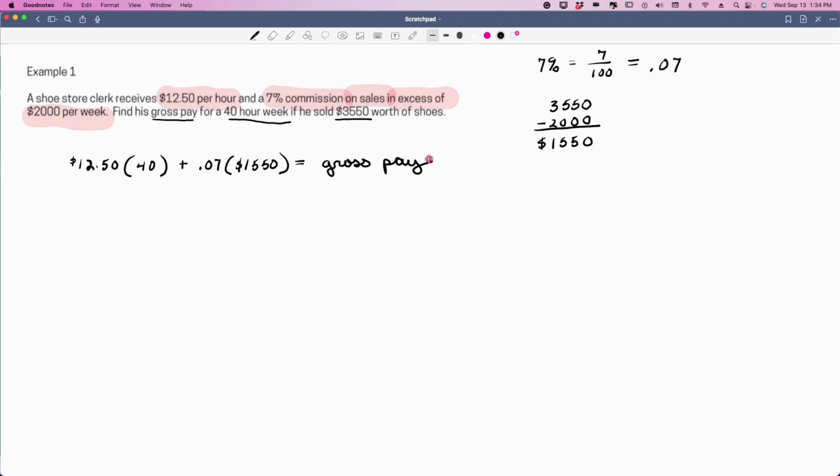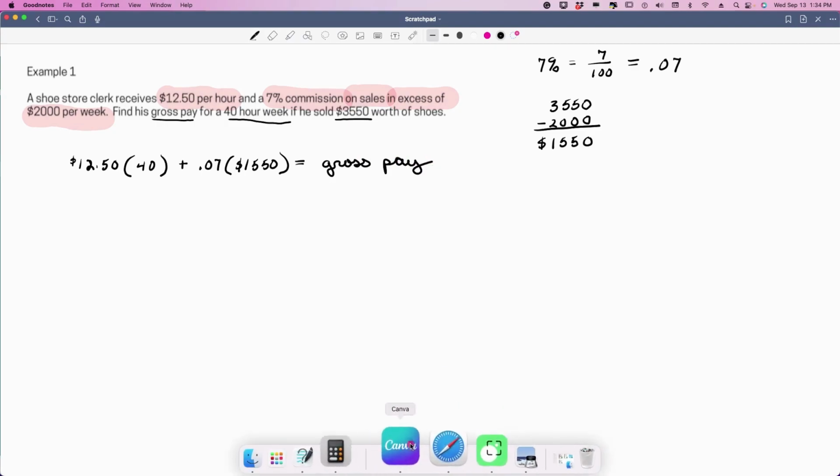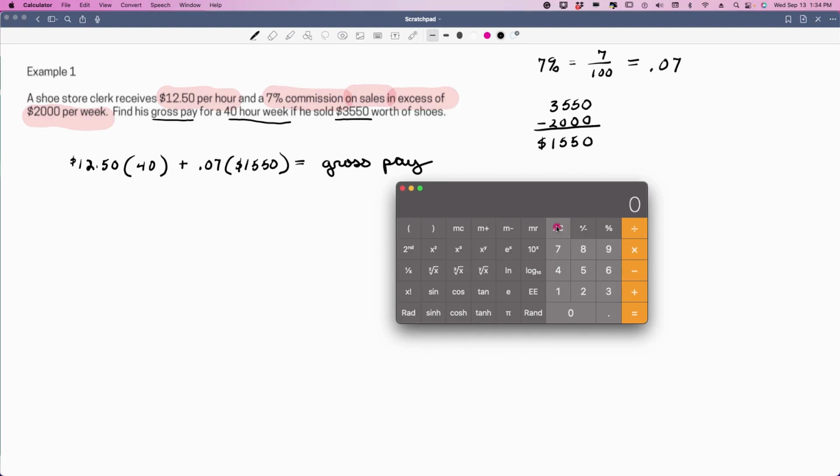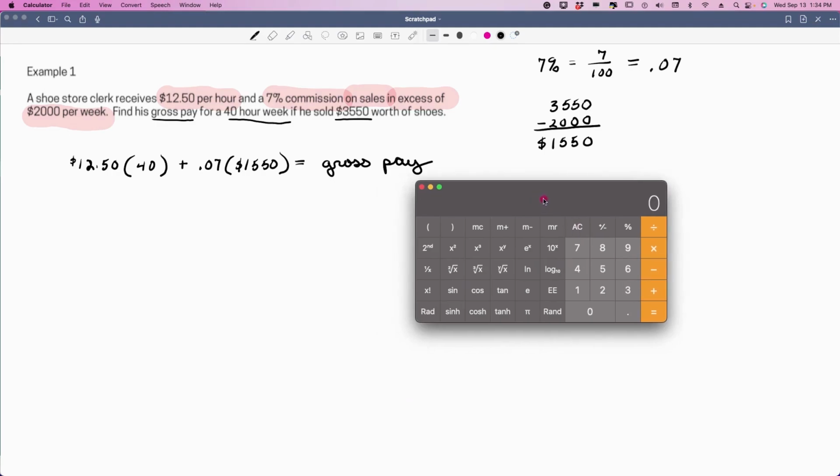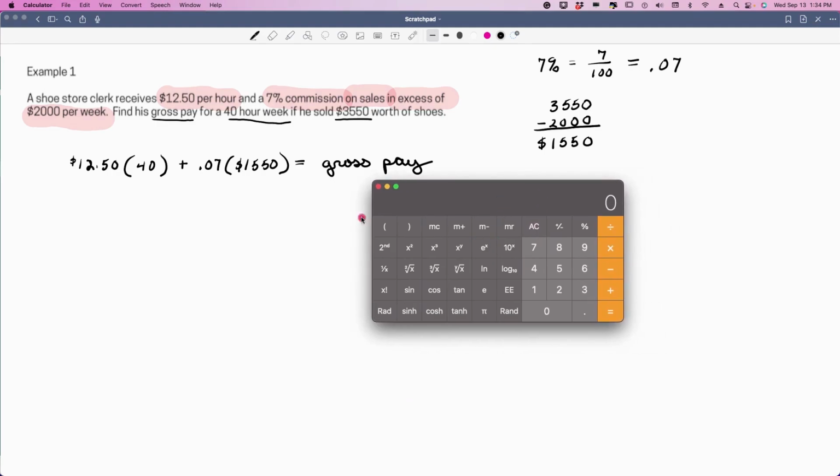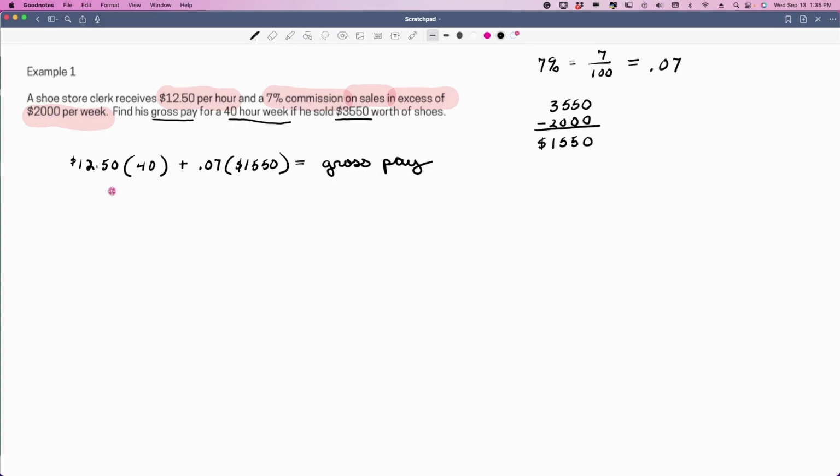So let's do those calculations. So let me clear this. First we have the hourly rate right here. That's going to be $12.50 times 40 hours. That's going to be $500. So $500 is what he made with his hourly rate.